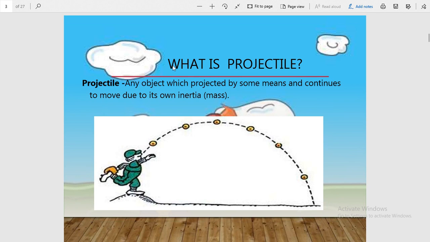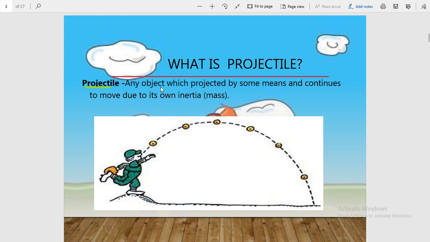You can see this is the first question related to the topic: what is a projectile? Here we are going to understand the projectile. What is actually a projectile? You can see the definition is given, and a picture in which a boy is throwing a ball and the ball is moving under the effect of gravity in the earth's atmosphere.